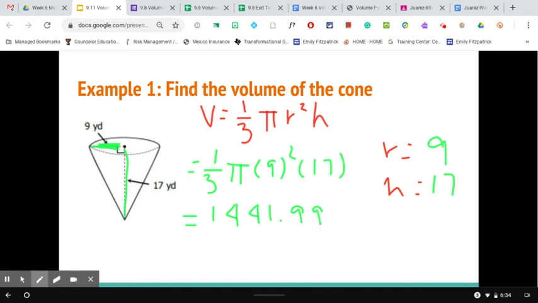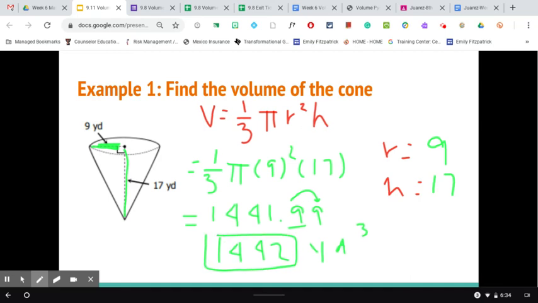Once you type all that into your calculator, you're going to get 1,441.99. Now remember, when we're rounding, we want to look at this number, look at the next one. That 9 is higher than a 5, so it's going to round this 9 up, which is going to actually round the whole thing to 1,442 yards cubed, because it's volume.